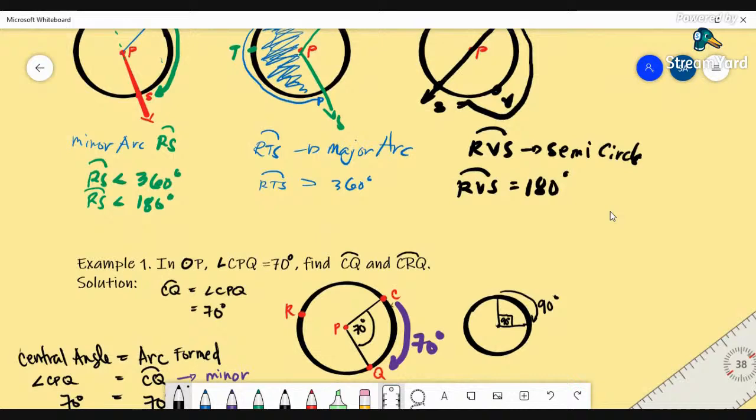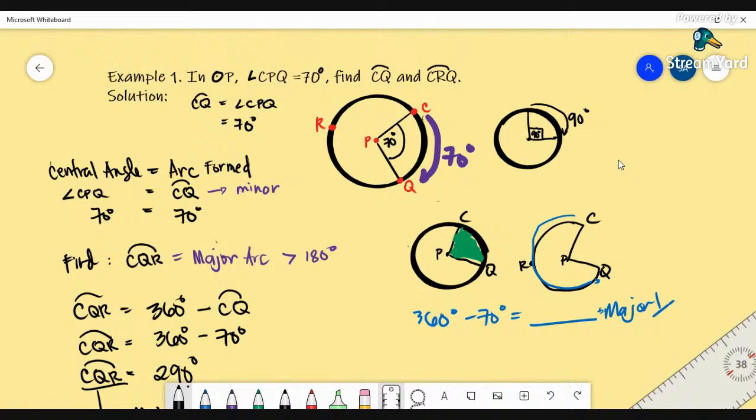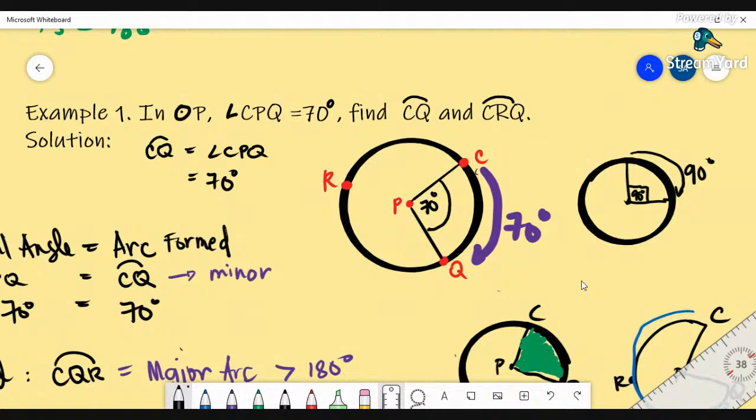Now, let's have an example for our circle. In circle P, we have angle CPQ, let me just zoom in, and angle CPQ is equivalent to 70 degrees. Now, we want to find arc CQ and arc CRQ. Looking at the illustration right here, let me just erase this one so we don't get confused.